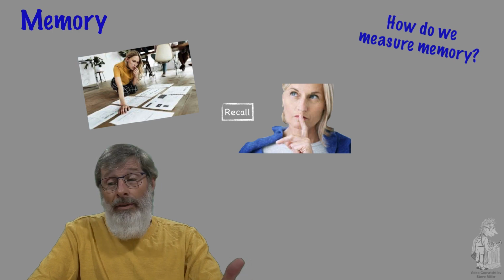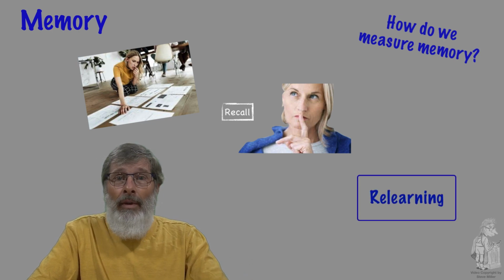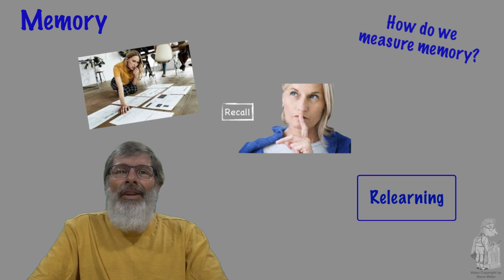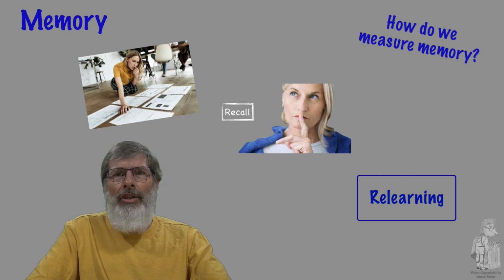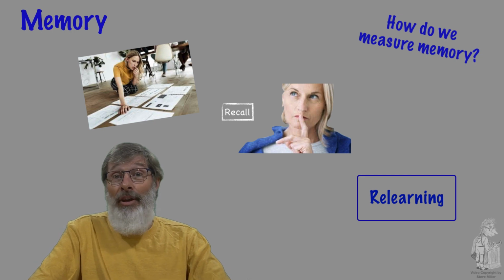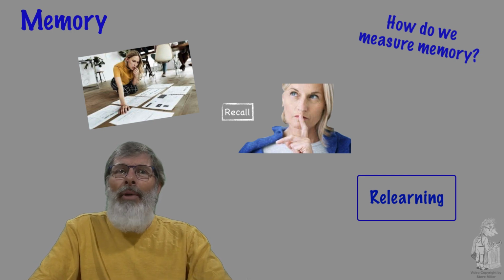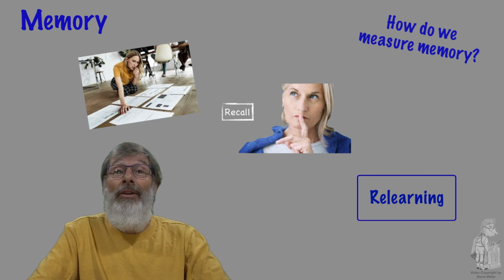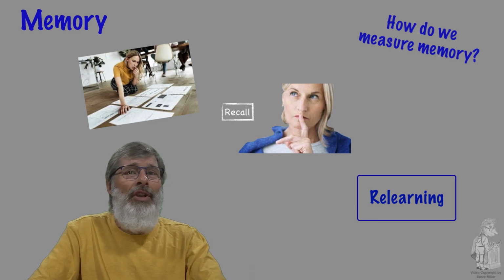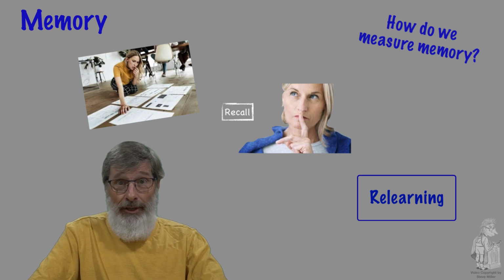Then the third one, relearning. Relearning is easier the second time around. We can relearn information much more rapidly the second time. Therefore, it's about measuring retention in terms of time saved in relearning material compared with the time required to learn it originally.